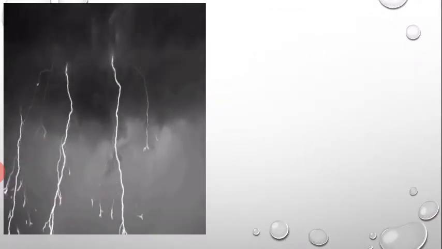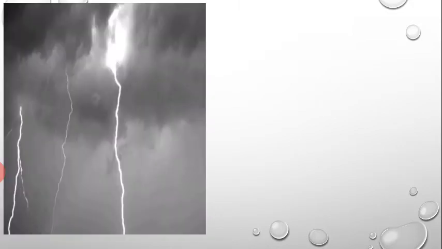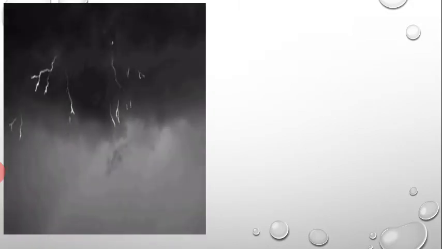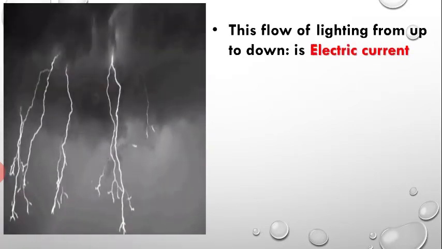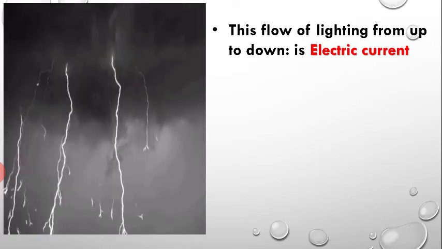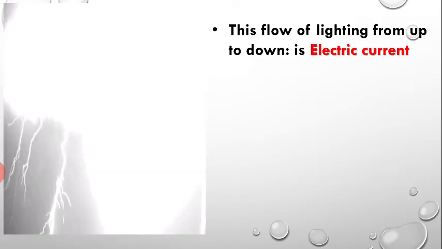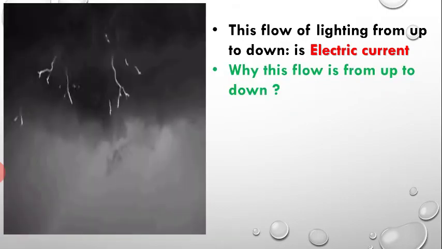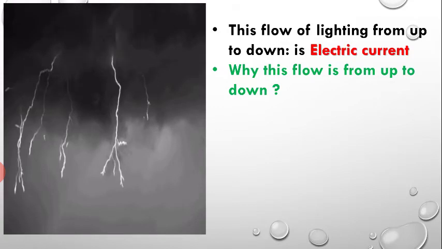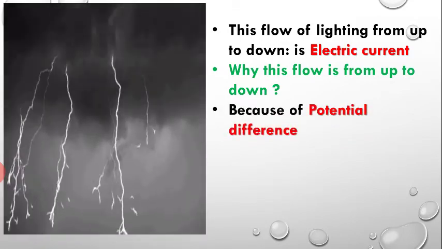In this diagram you will see that the electric current, that is the lightning, is going from up to down. The lightning is going from the sky and reaching toward the earth. This flow of lightning from up to down, from the sky toward the earth, is known as electric current. Now the question rises, why is this electric current flowing from up to down, not from down to up? Because of the potential difference.